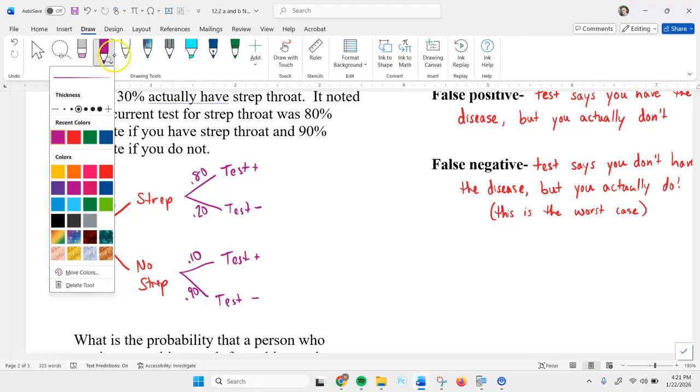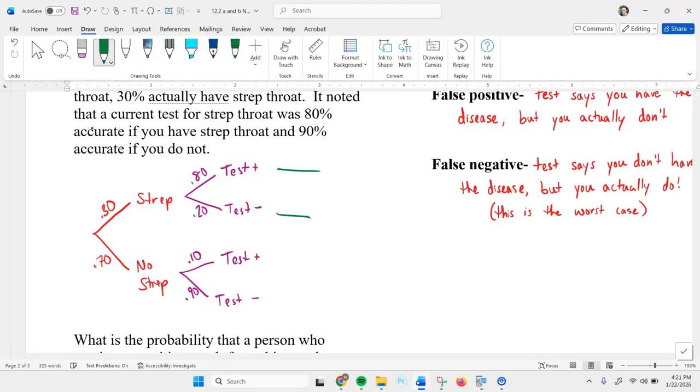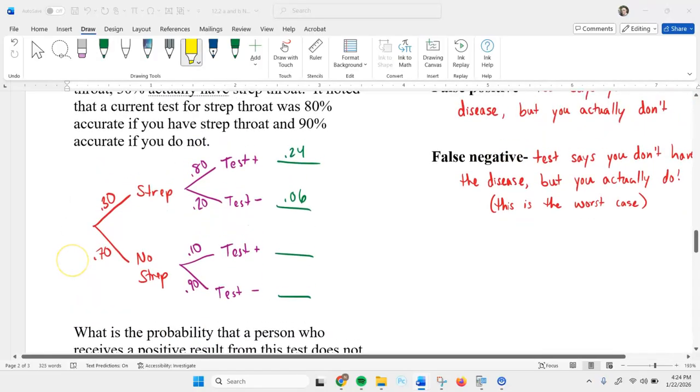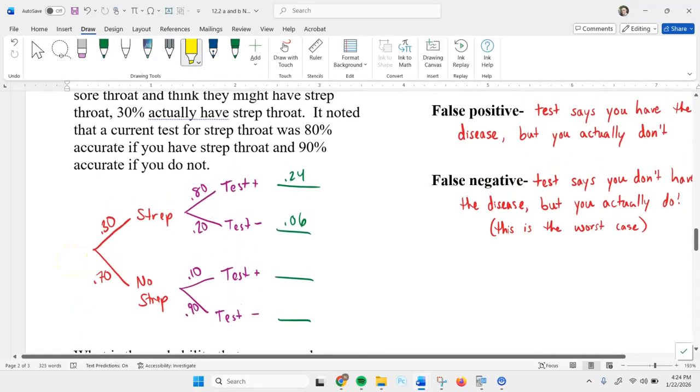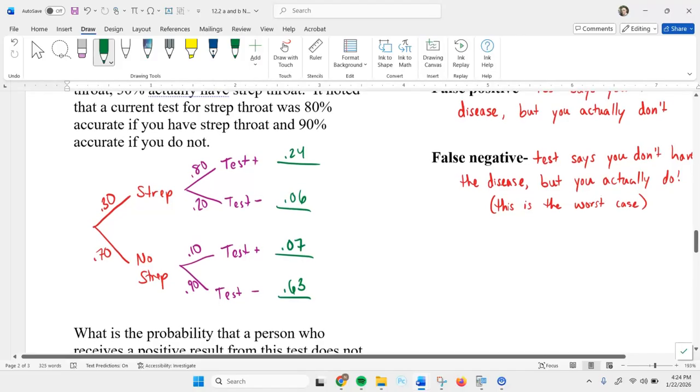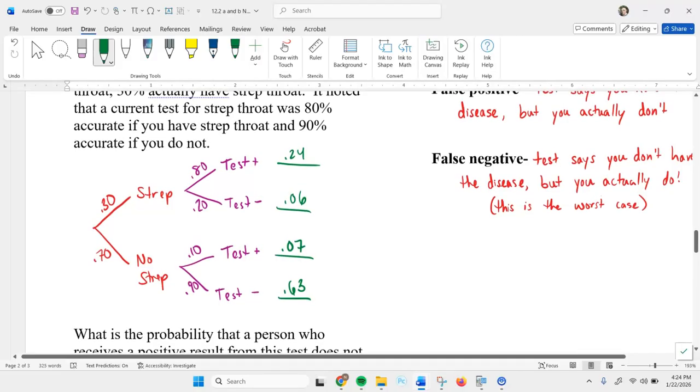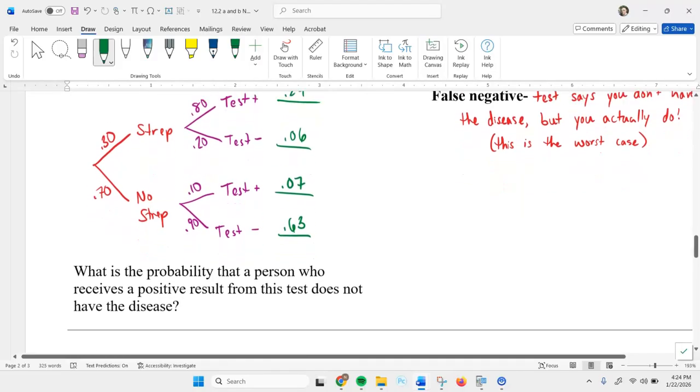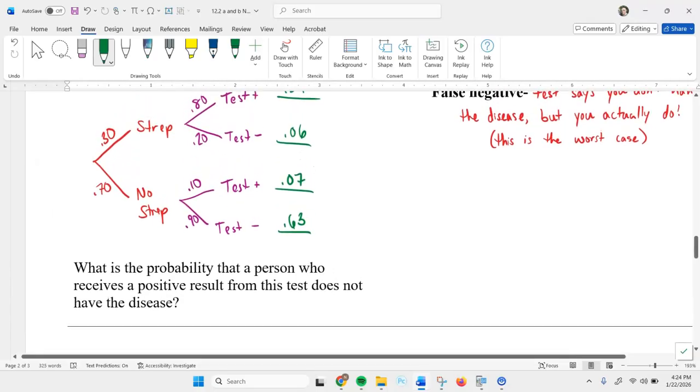Now, just like we've done in our previous tree diagrams, we're going to find the totals by multiplying these together. So if we take 0.3 times 0.8, we get 0.24. 0.3 times 0.2, we get 0.06. 0.7 times 0.1 gives you 0.07. And 0.7 times 0.9 gives you 0.63. So those are our totals. Again, you can just double check. Remember, these totals should always add up to 1. They do, and that's a good way to check to make sure you're doing it right.